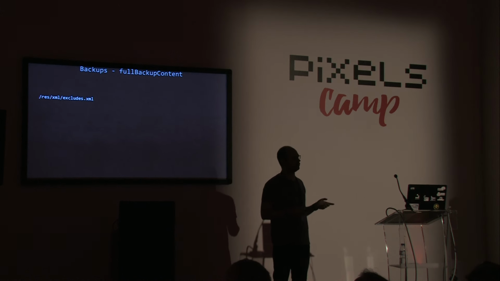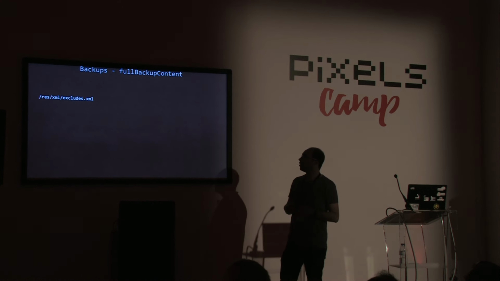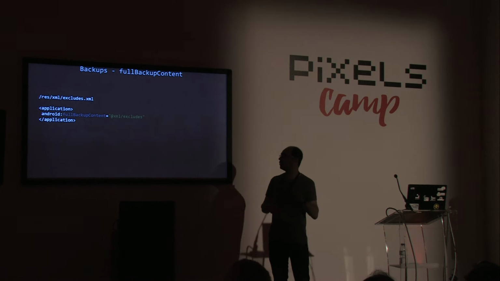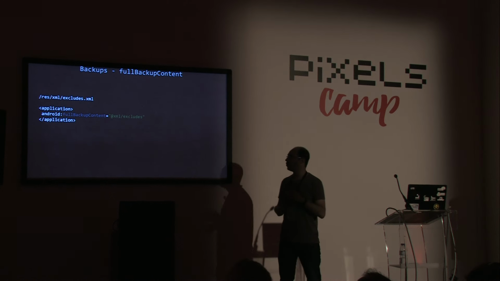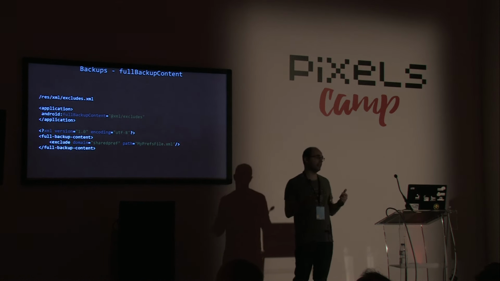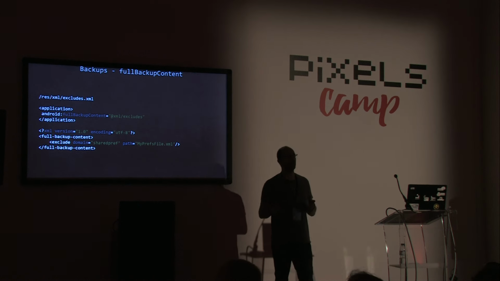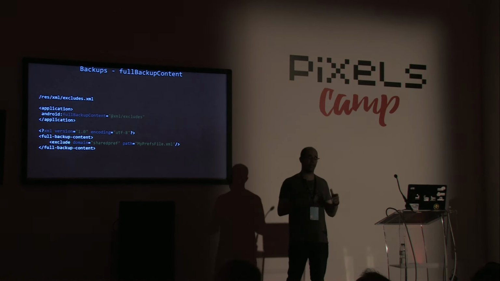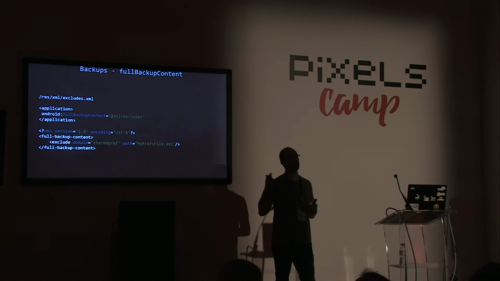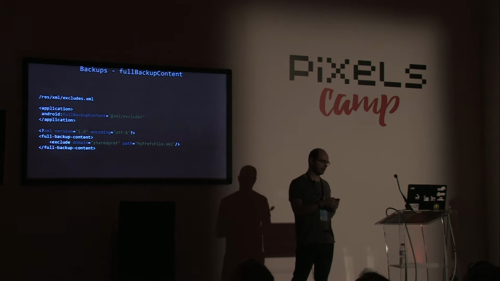You need to create an XML file in the resources/xml folder. On the Android manifest, you define this part of the full backup content and reference that file. And the content of the file is pretty straightforward. In this case, I'm excluding the shared preference file of the application. So if you do an ADB backup or the auto backup to the cloud, the shared preference is not going to be included in the backup.